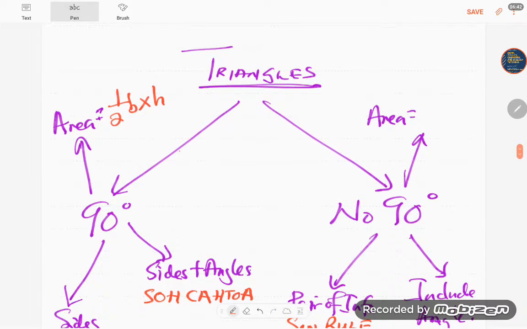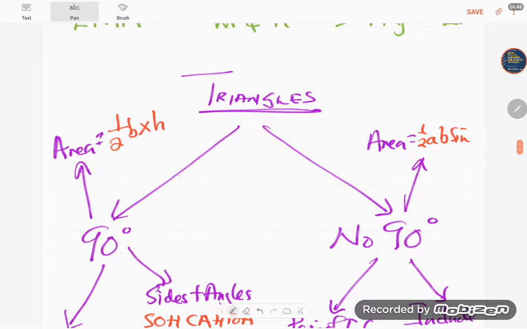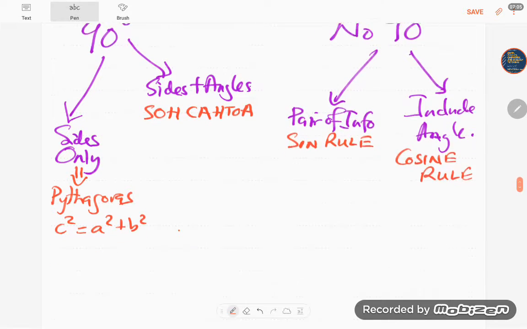And for the area, we use the theory half AB sine C, which if you take a look, already has the idea that the C has to be the angle made by two sides, any two sides on the triangle, and the C has to be the angle that those two sides make. Hence, it's an included angle. Okay.